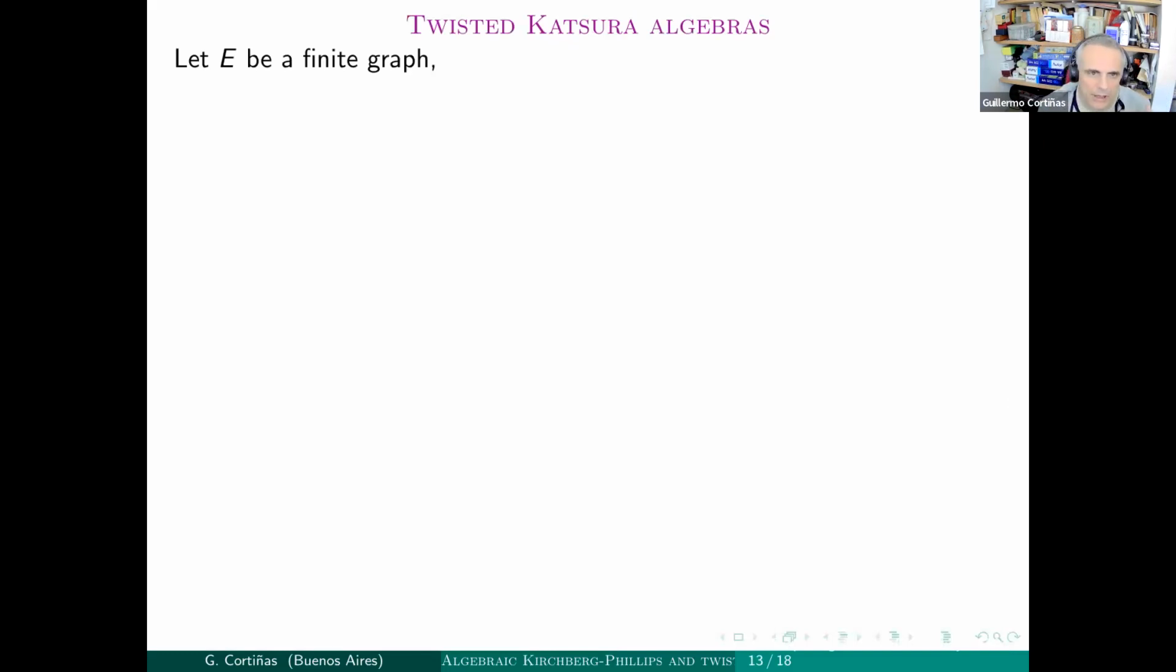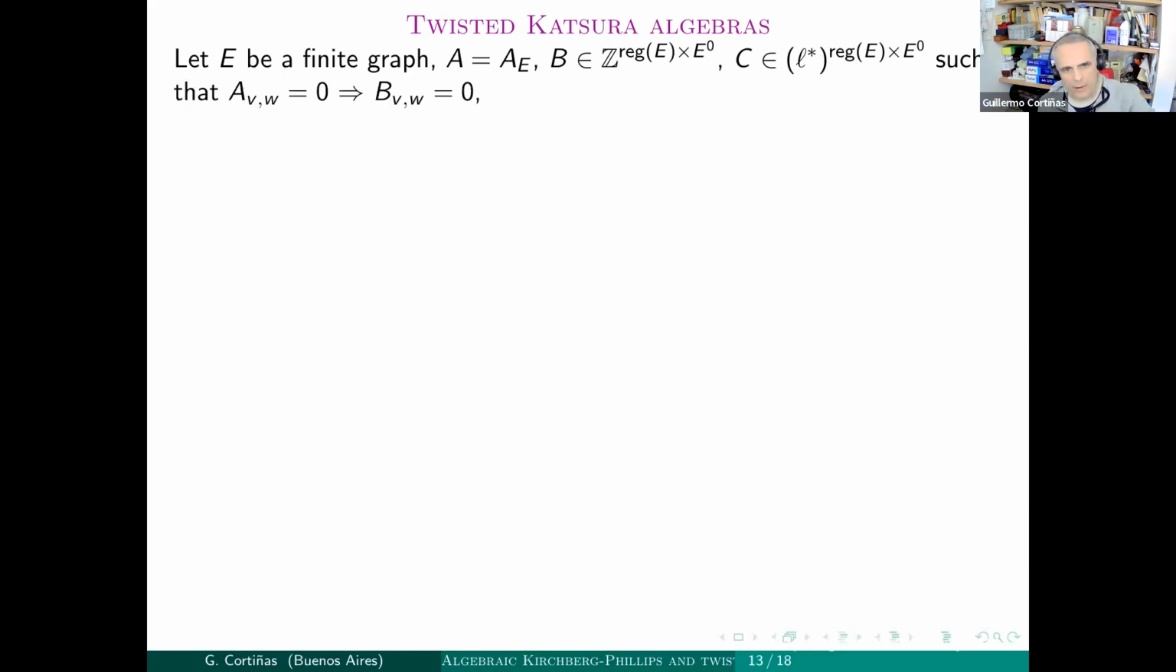So we consider a finite graph E with incidence matrix A and a B, just as before, and now we add a C, which has coefficients in the multiplicative group of the field. Required in the same conditions as above between A and B, and with the additional condition that, if A is trivial, then so are B and C. Now for C, being trivial means being 1.